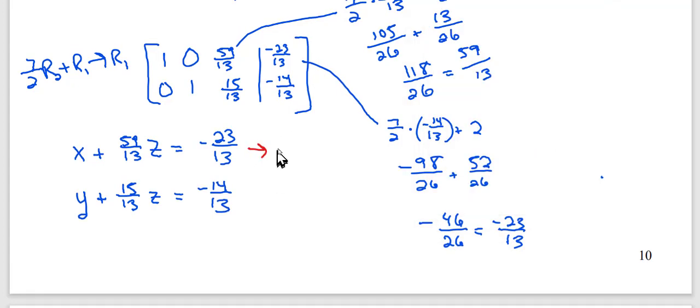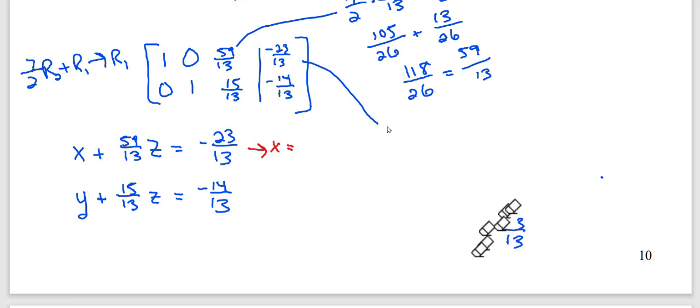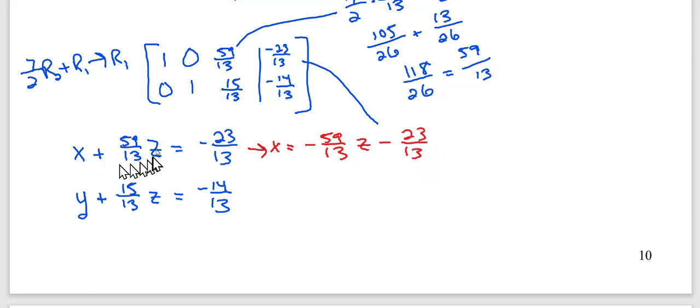That first one here tells me that x equals, let me get rid of this stuff. We did those calculations. You can go back in the video if you need to see them still. Get rid of these, give myself some space here. x equals negative 59 over 13 z minus 23 over 13 is what x would be if I solve for x by subtracting that z term from both sides. Here I get y equals negative 15 over 13 z minus 14 over 13.